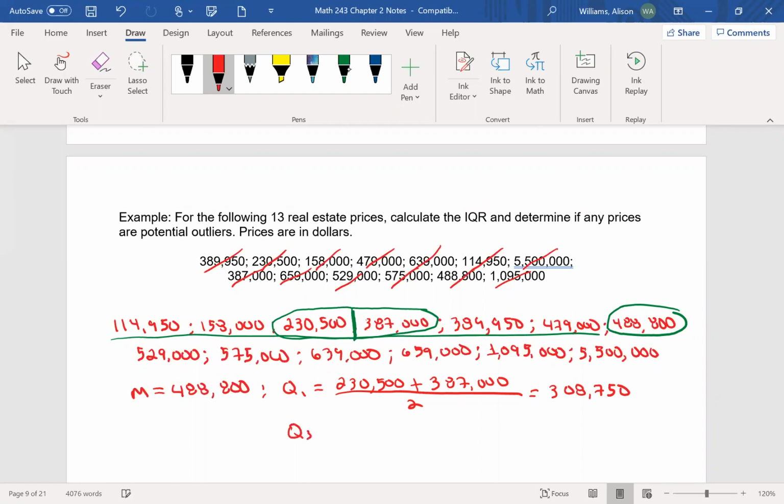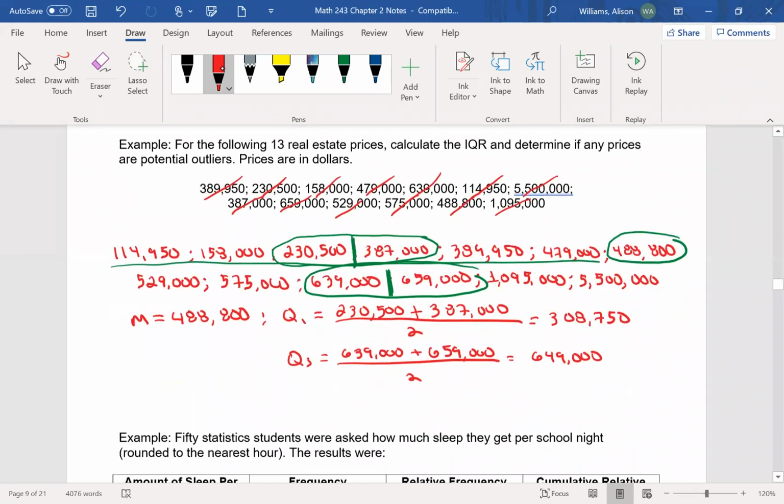Q3, similarly, we're going to be between these two values down here, right in between them. So that's 639,000 plus 659,000 divided by 2. And that comes out to 649,000. Duh, I could have seen that if I had been paying enough attention. Okay, there we go. There's Q1, there's Q3.